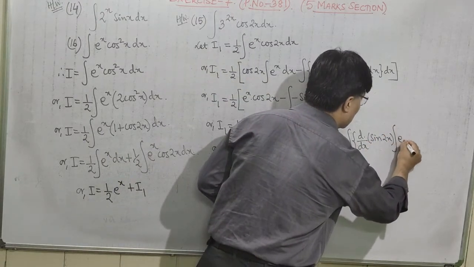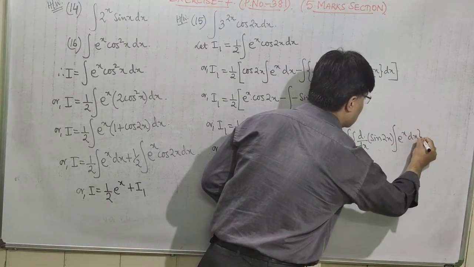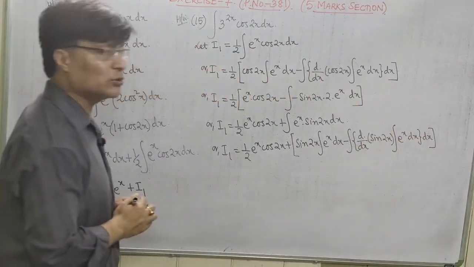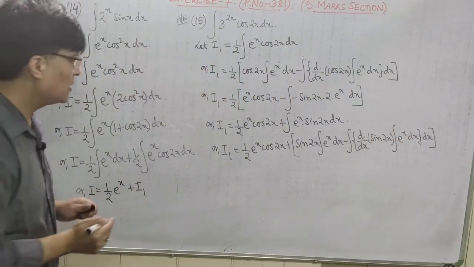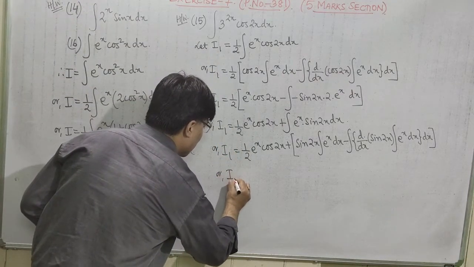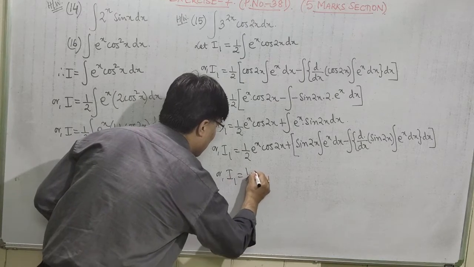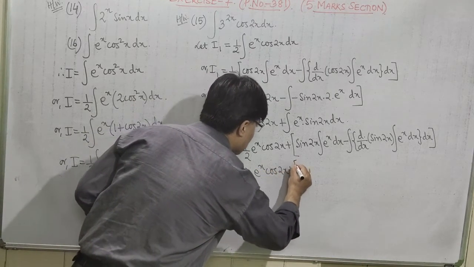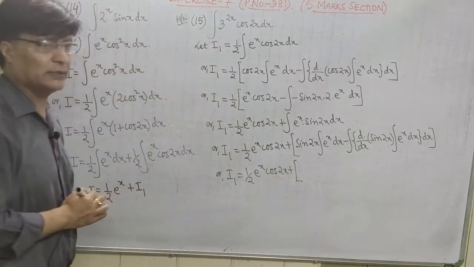Then the integration of e to the power x dx, second bracket closed, dx, then the third bracket is closed, right? So let us simplify the expression within the third bracket now. I1 is equal to half e to the power x cos 2x plus, now within the third bracket.